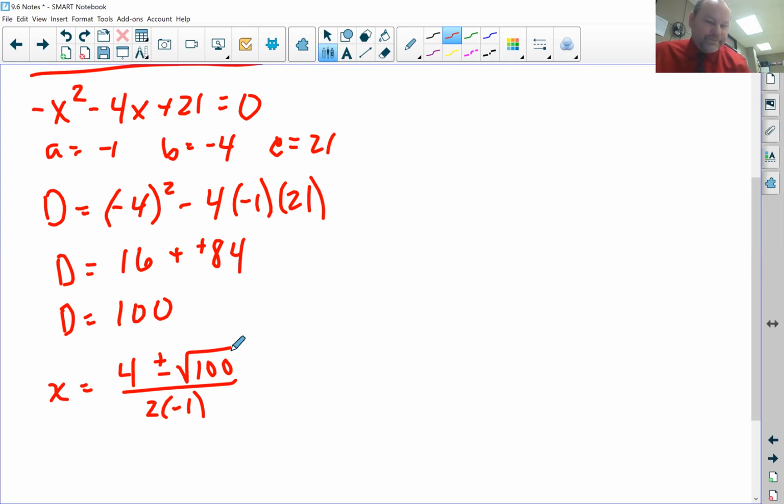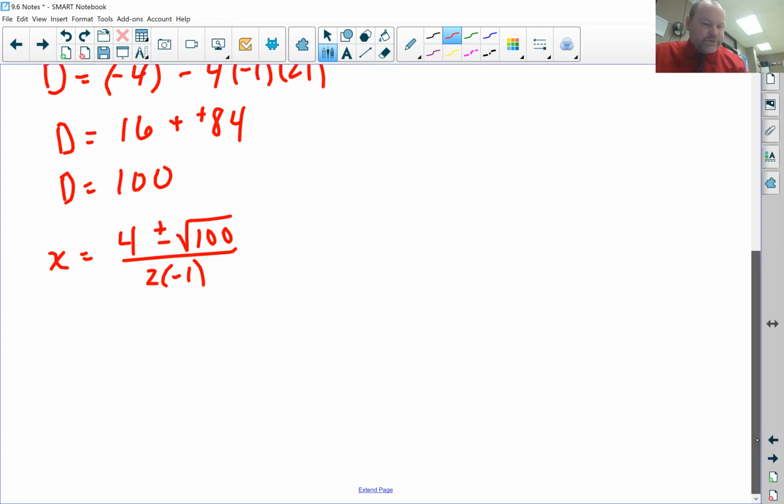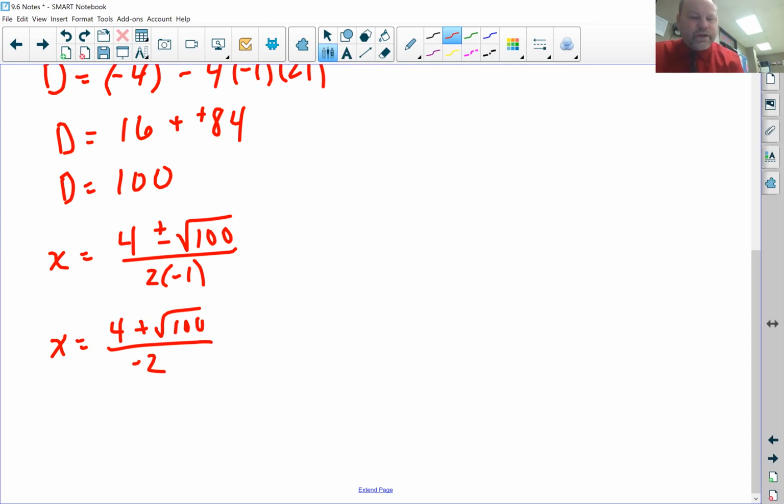So the opposite of b, plus or minus the square root of the discriminant, divided by 2 times a. So if I write my two solutions separately, I would get 4 plus the square root of 100. 2 times -1 is -2, so divided by -2. And 4 minus the square root of 100 divided by -2.